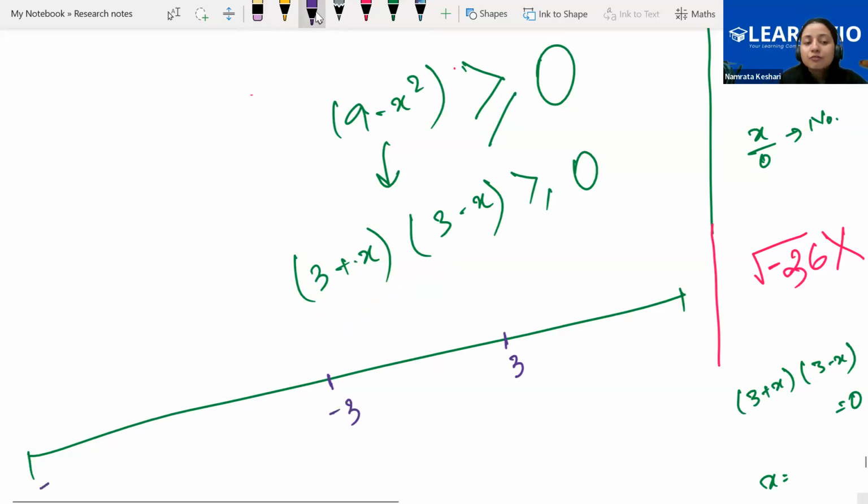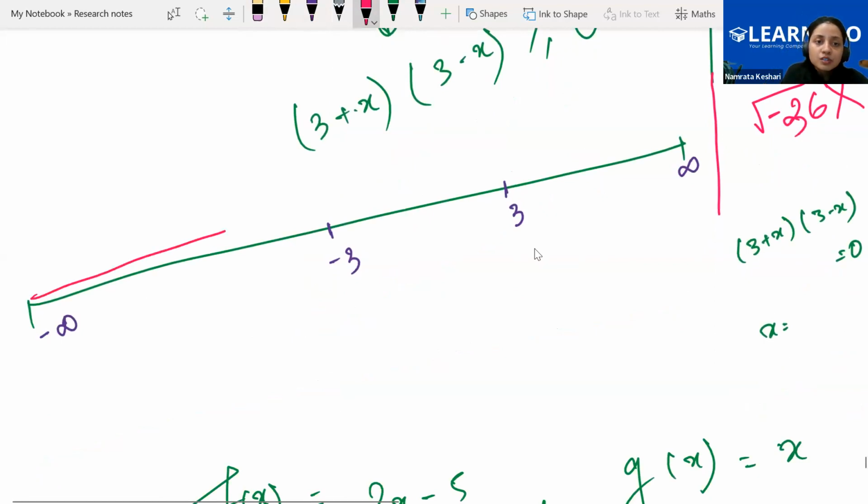And here we have drawn the real line that consists of minus infinity to plus infinity. Now you can see we have 3 different intervals. This is one interval, this is the second interval, and this is the third interval. The real line from minus infinity to plus infinity is divided into 3 intervals: minus infinity to minus 3, minus 3 to 3, and 3 to infinity. We have divided our real line into 3 intervals.